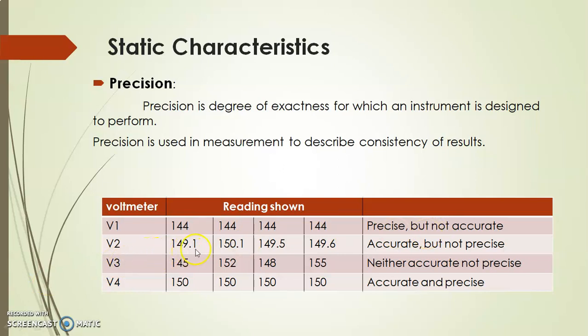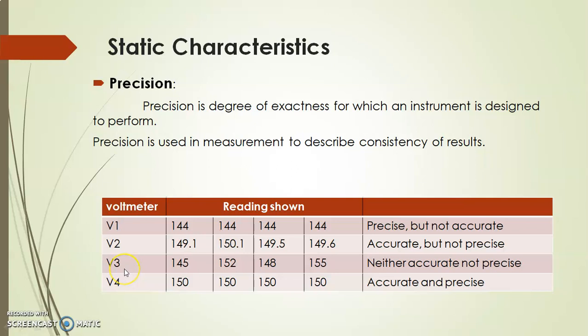Voltmeter V2 shows 149.1, 150.1, 149.5, 149.6. You can say this instrument is accurate, but it is not precise. Not precise because 4 times it shows a different value. But it is accurate because our standard value is 150 volt and the 4 values are very close to 150 volt.